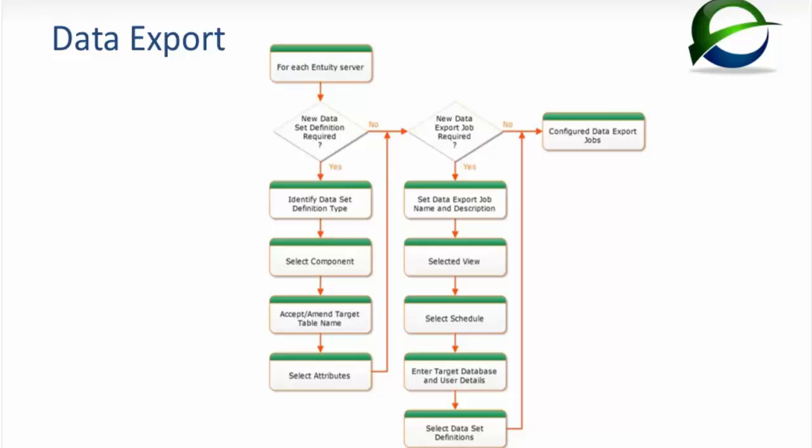So data export, this slide here just shows the way data export works. The idea is there's a UI that allows you to create a data definition, which is the ability to get the components and attributes that you want to export out. And then once you've got those, you can create an export job that can schedule that data to be exported out to the target database.